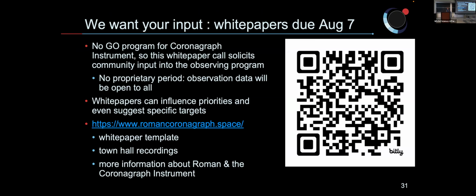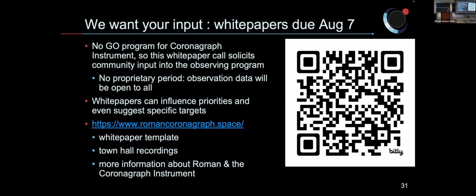Those are flavors of science that I'm excited about doing with Roman coronagraph, but I also really want to highlight that we want to hear from all of you. What are you interested in doing with Roman coronagraph? Since we're a tech demo, we don't have an open GO program in the way that you're used to, but we have no proprietary period. So what we're doing is opening a white paper call for people's concepts. So this is, what would you like us to design and observe with Roman?